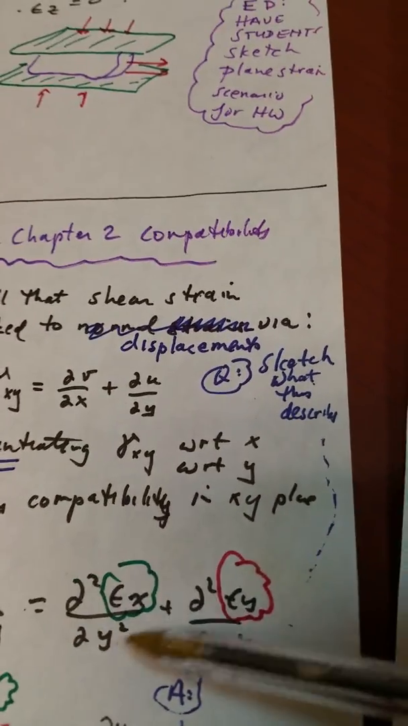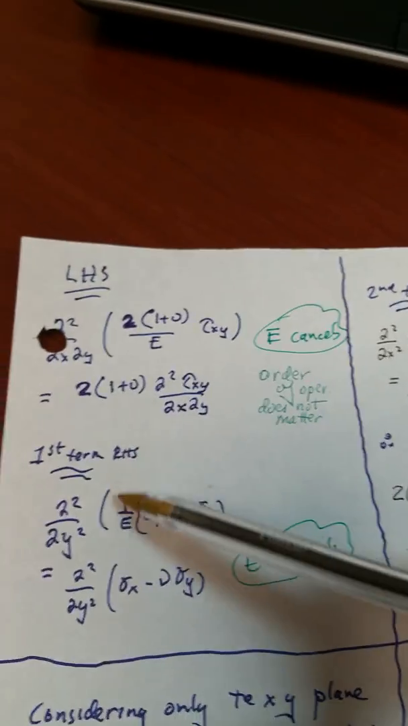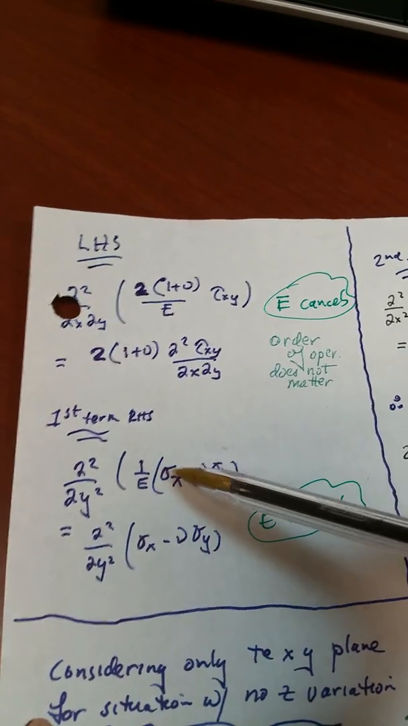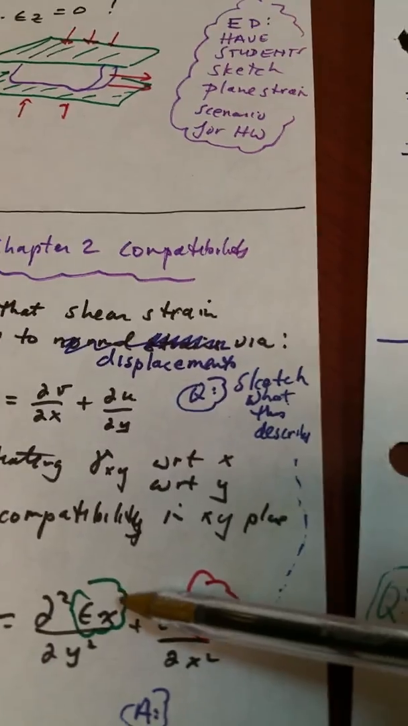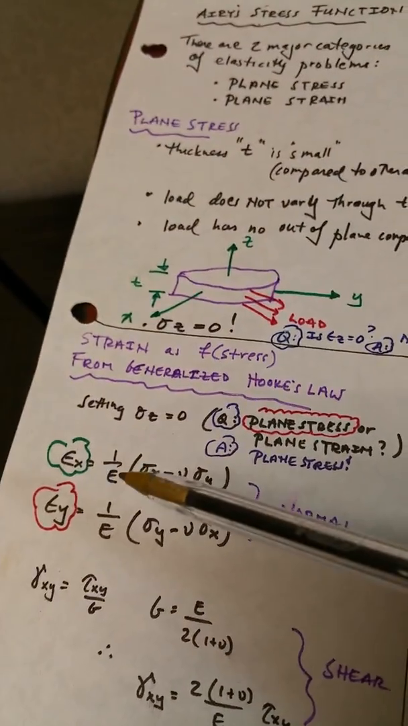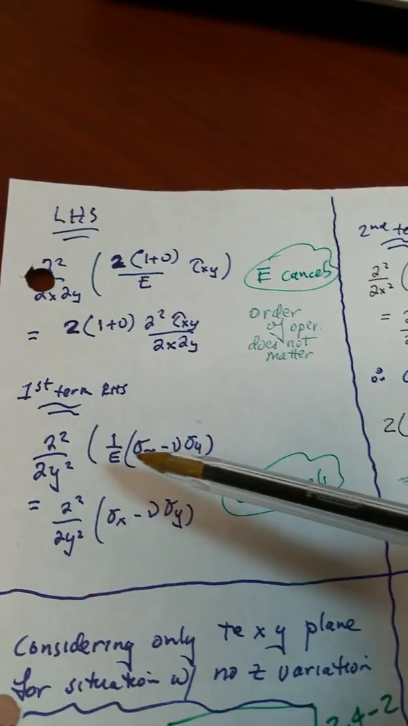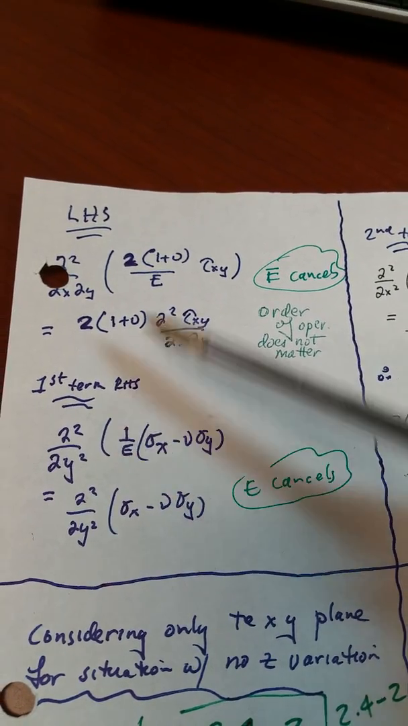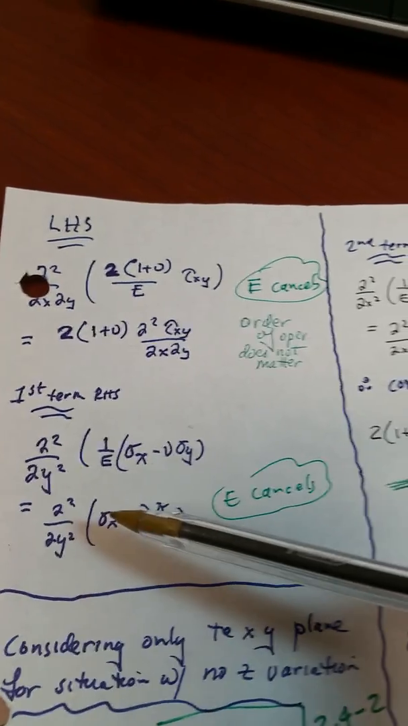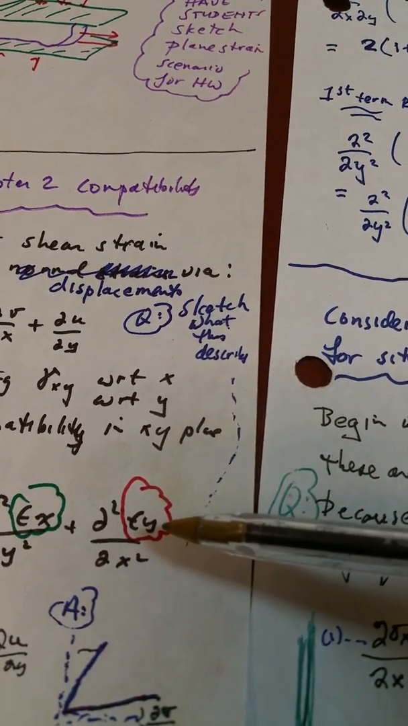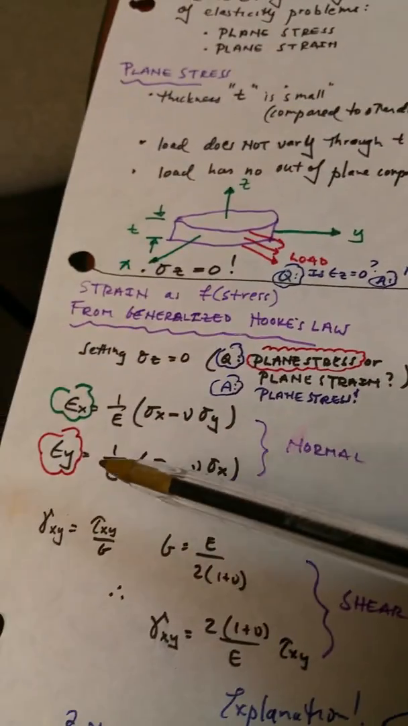Now let's look at the first term on the right-hand side. We have partial squared with respect to y twice of epsilon x, this is the green bubble, and through the generalized Hooke's law that we looked at on page 1, that's why I made it a green bubble here, we have the generalized Hooke's law with the Poisson effect on the sigma y, and again the E's are going to cancel here. And then the second term, partial squared partial x squared of the red bubble, which is epsilon y, and that is our generalized Hooke's law here.